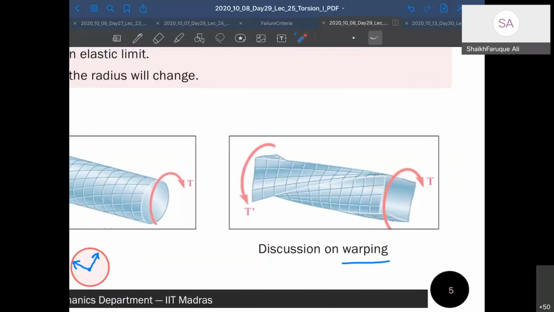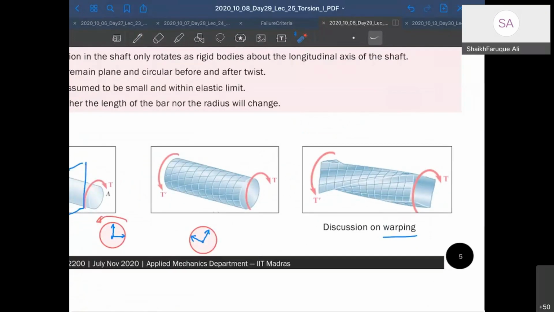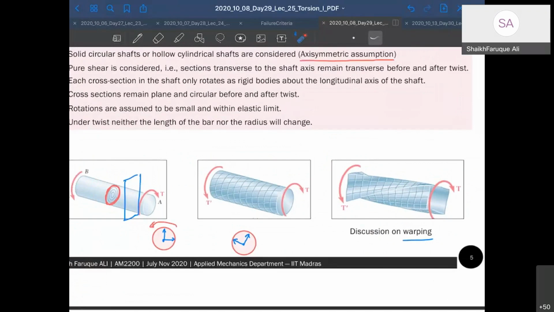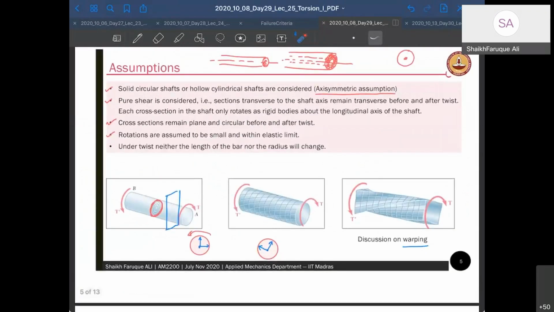In many cases, even for simple geometries like squares and rectangles, you can find it out. But if you make the cross section a little bit complicated, for example an ellipse, or something like this, it will be very difficult for you to find its warping. So torsion is a bit complicated when your structural members have complicated geometry.